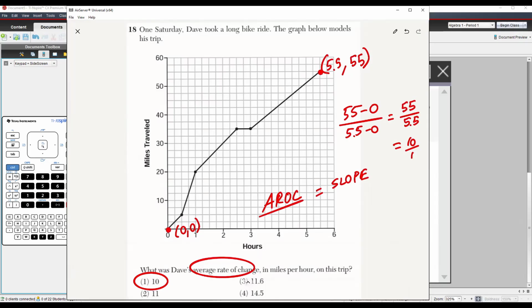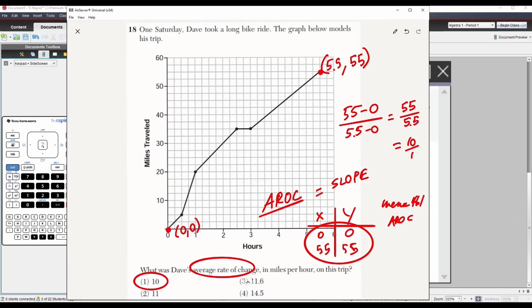The other way that you could do this is once you know the 2 points, you can use x. We can do 0, 0, and then we can do 5.5 and then 55. And we could use the spreadsheet and then just do menu 461. And then the slope would be our average rate of change. So you can always use the spreadsheet when you know 2 points.